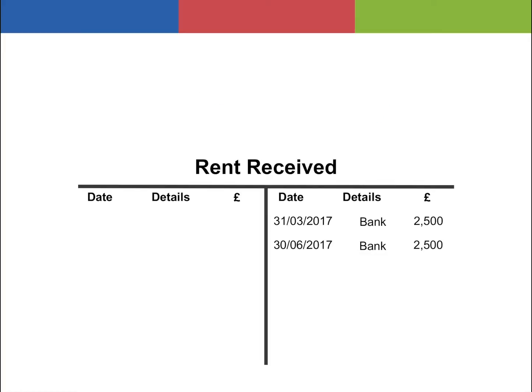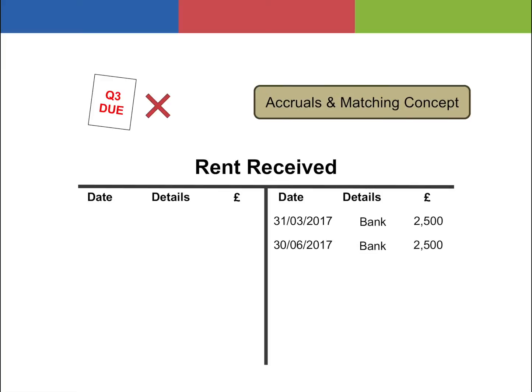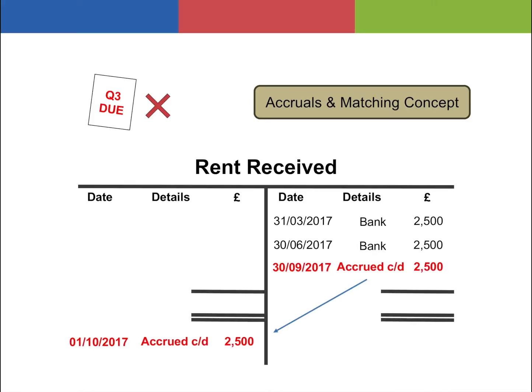Then, because the third quarter of rent hasn't been received from Bob, we need to follow the accruals and matching concept by making the revenue for the accounts of the sweet shop match the revenue that relates to the accounts for the whole 3 quarters. To do this, we need to make an adjustment, or in this case make an accrual. Therefore, we will add the third quarter of revenue received to the credit side, and this will be a balance carried down because the amount of rent will still be owing to the sweet shop when entering the next trading period, i.e. the 4th quarter.